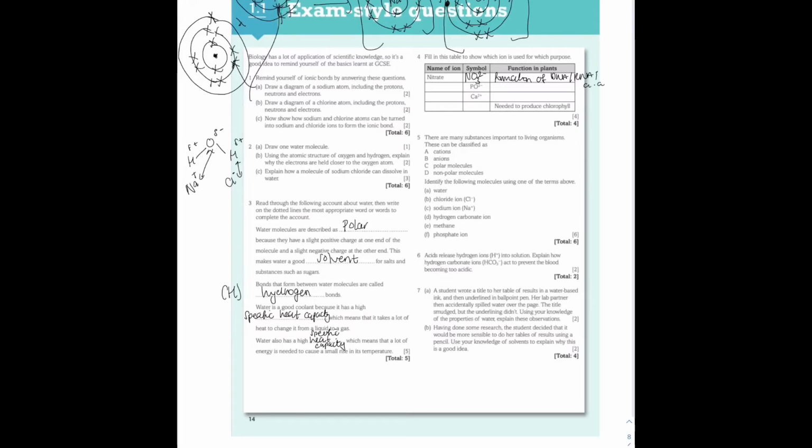Right, we'll move on to the second one, that is phosphate. And phosphate, we said, is for the formation of ATP, ADP, also DNA and RNA, and nucleic acids.